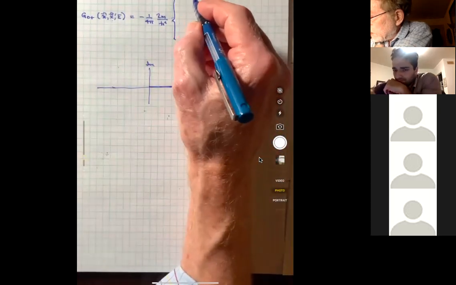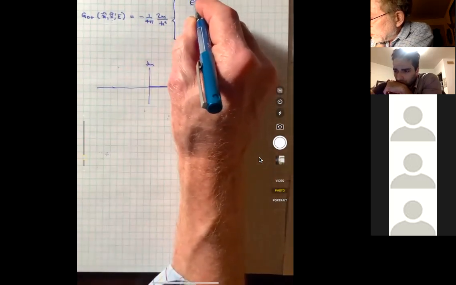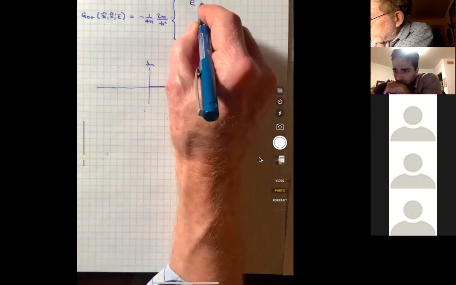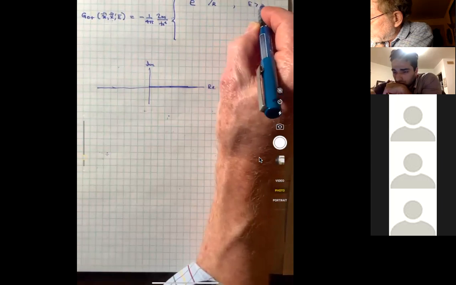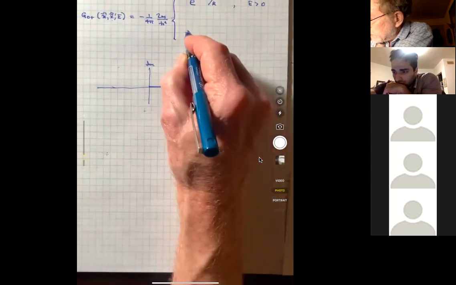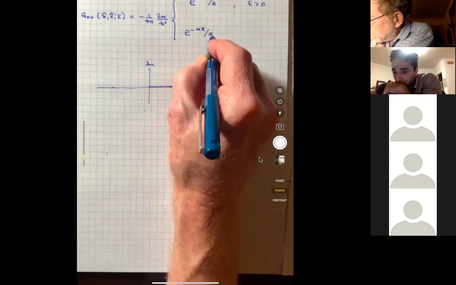But in any case, what we find when we do the algebra is we get this prefactor times e to the i k r over r. And this is in the case where the energy is positive. And if the energy is negative, I get e to the minus kappa r over r.